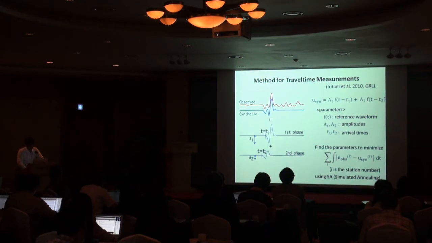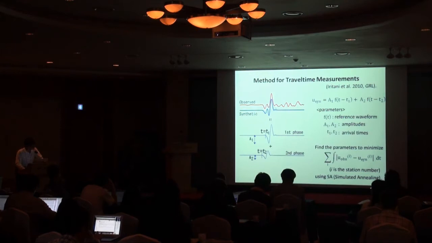Travel time measurements are based on waveform fitting or waveform inversion. We first describe the synthetic seismograms using several parameters such as amplitude and arrival times of each phase. And we determine the optimal parameters to minimize the misfit between the observed and synthetic seismograms, so we can obtain the arrival times of both initial and secondary phases, even if two phases are overlapping with each other.